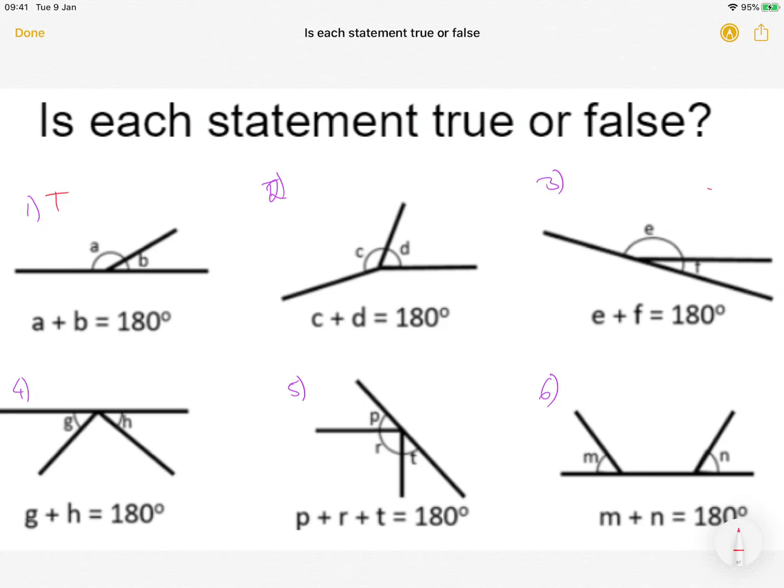1 is true, adjacent at a point on a straight line. 2 is false, because it's not a straight line. 3 is true, because it's on a straight line at a point adjacent to each other. 4 is false, because notice G and H are not adjacent to each other. They're on a straight line, they're at a point, but not adjacent. 5 is true, we've just got 3 angles here that are all adjacent on a straight line at a point. 6 is false, because notice again they're not adjacent to each other and they're not meeting at one point.